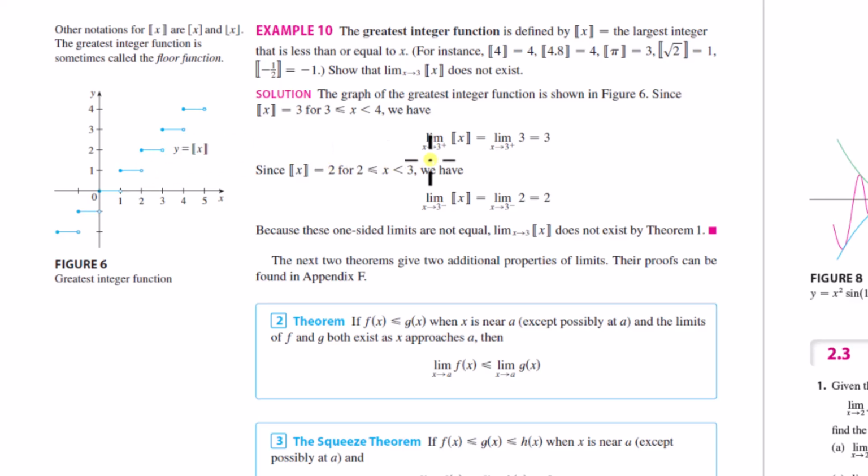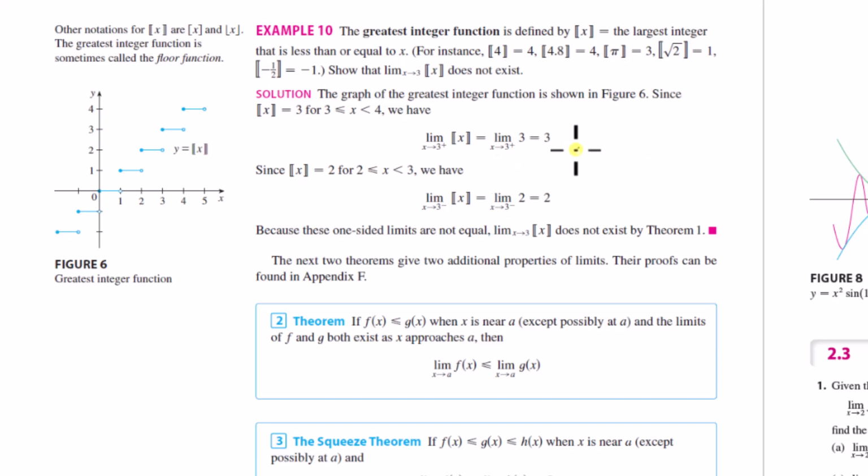So as x approaches 3 from the right, we can see that the function is going to be approaching 3, and as x approaches 3 from the left, the function is going to be approaching 2. So in general, since both one-sided limits exist, but they're not the same, the limit as x approaches 3 of the ceiling or the floor function doesn't exist.